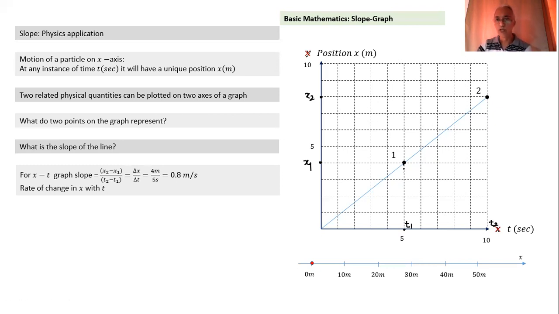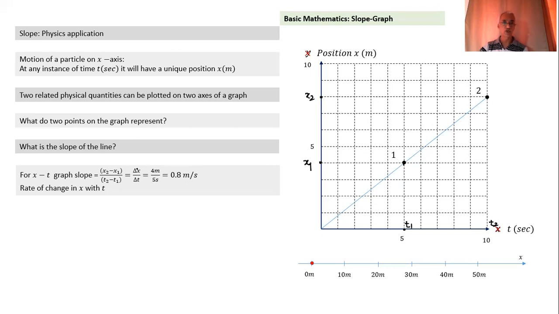So if you have to find the slope, yes, we can find those values. What is x2? x2 is 8 meters. x1 is 4 meters. So what is x2 minus x1? 4 meters. We need the unit also, it's not just the value 4. It has a specific unit. So x2 minus x1 is 4 meters, and t2 minus t1 is equal to 5 seconds. If you simplify, this is equal to 0.8, and the unit becomes meter per second.